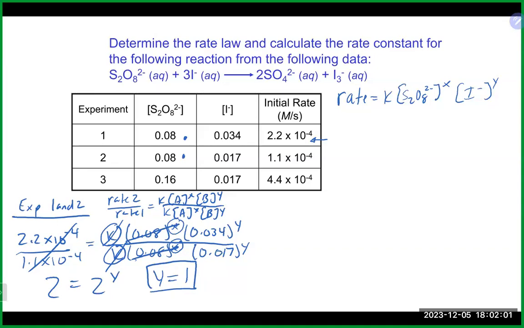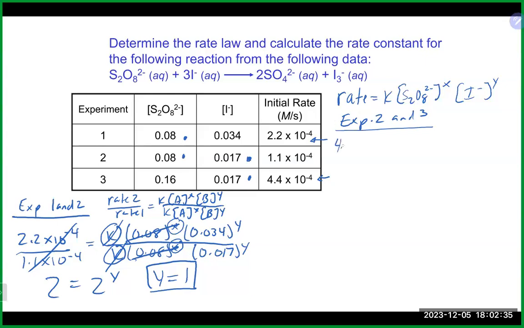Now that we did it here for our iodide, we now want to keep that one constant and vary the other reactants. So going back to our table, experiments 2 and 3, we'll keep that one constant and vary the others. So we'll come back here and look at experiments 2 and 3 in this case. Once again, I'm going to choose experiment 3 to put up on top since it's the larger rate. So just like I did previously, everything from experiment 3 is going to go up on top.